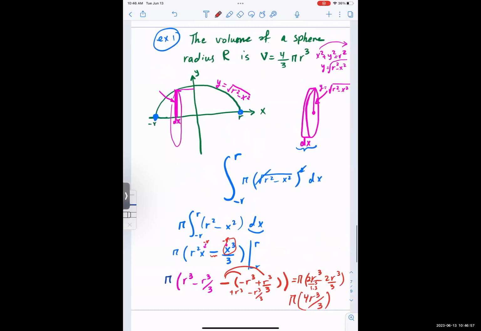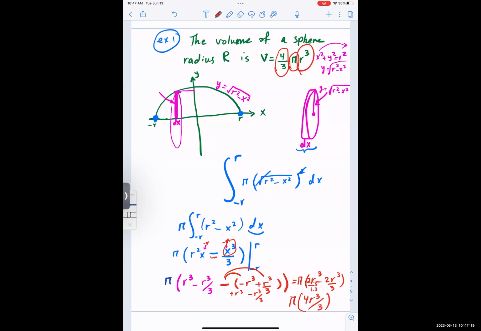Which is confirming 4/3 pi r cubed, the volume of the sphere. Okay. That was one example of volume of revolution. So I'm going to give you a minute or two to look over the setup and let me know if you have questions.